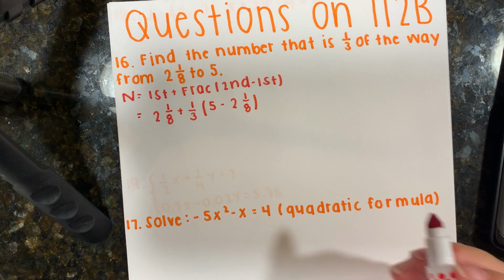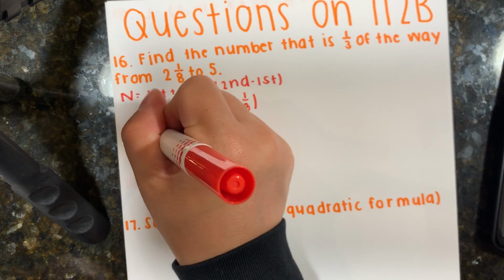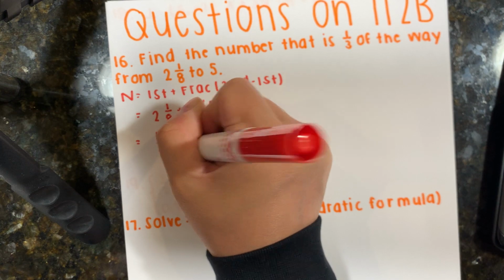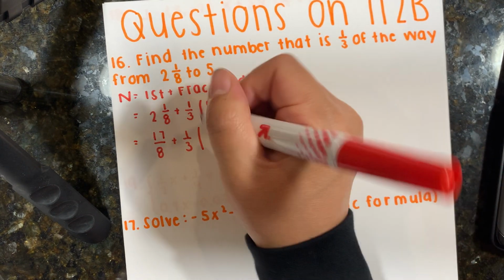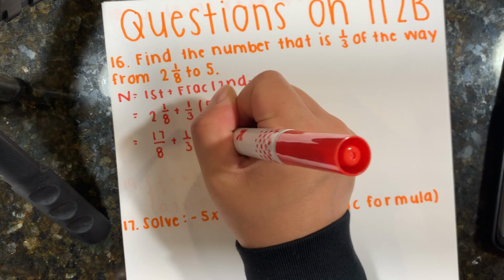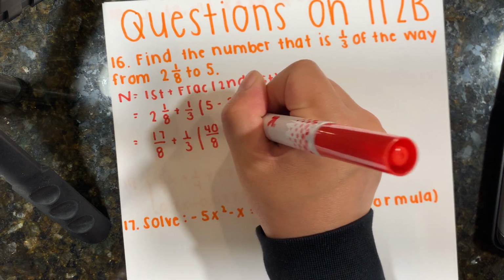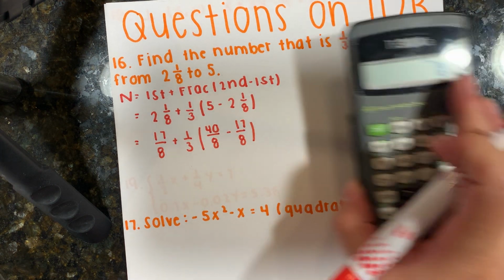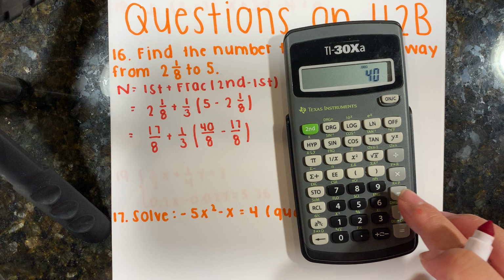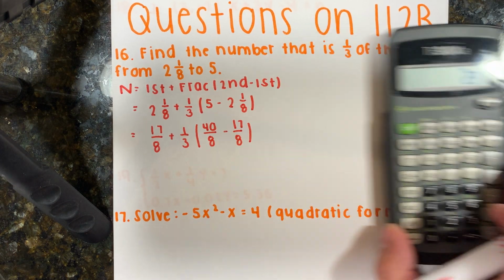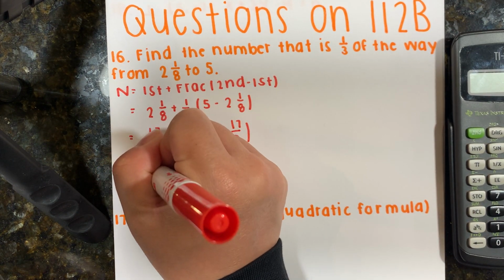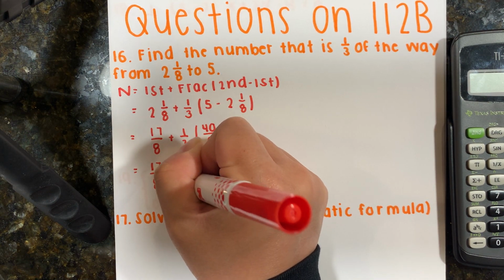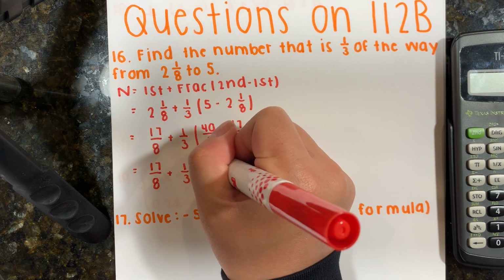We're going to make these into improper fractions. So that would be 17/8. I'm going to put this one over 8 too, so that would be 40/8 minus 17/8. So we have 40 minus 17, be 23. So that would be 17/8 plus 1/3 times 23/8.